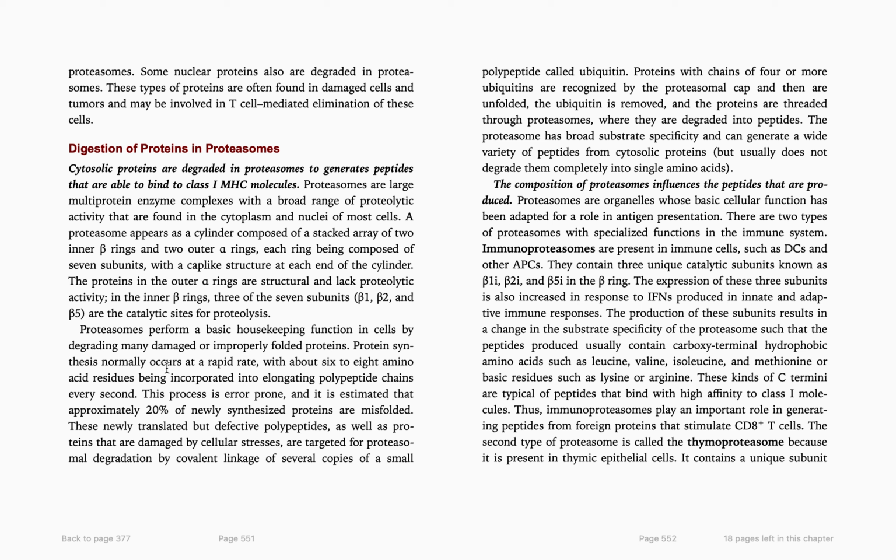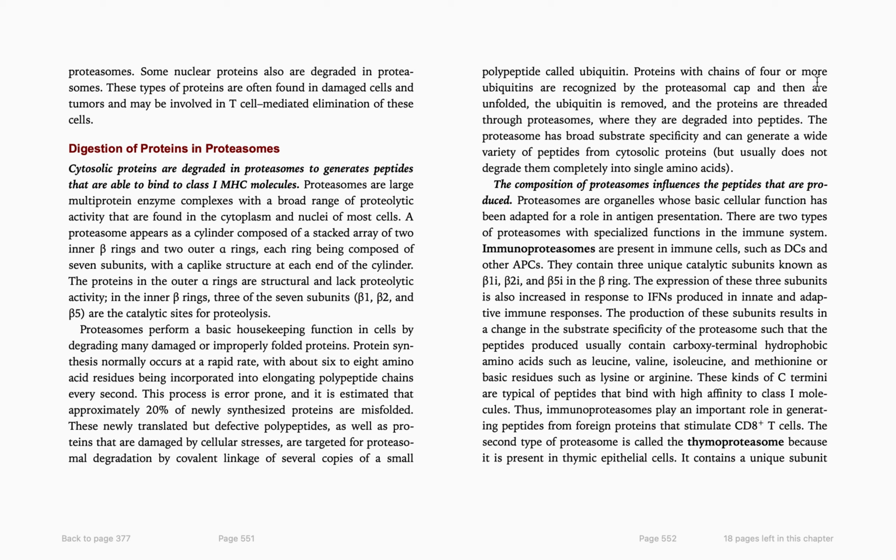Protein synthesis normally occurs at a rapid rate, with about 6 to 8 amino acid residues being incorporated into the elongating polypeptide chain every second. This process is error prone, and it is estimated that approximately 20% of newly synthesized proteins are misfolded. These newly translated but defective proteins, as well as proteins that are damaged by cellular stresses, are targeted for proteasomal degradation by covalent linkage of several copies of a small peptide called ubiquitin.